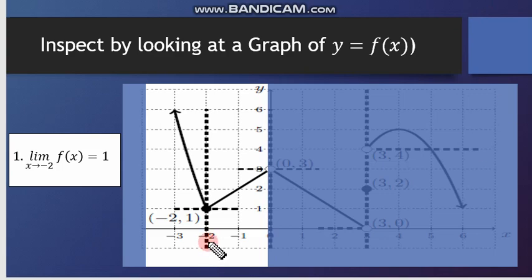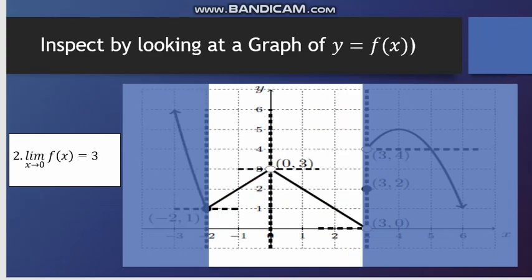So here is the graph. So x is at -2. We will divide our graph into left side and right side. As we trace, we can see that we are approaching y is equal to 1. The same from the right side. As we trace the graph, we see that as we approach x is equal to -2, y is equal to 1. Therefore, the limit of f of x as x approaches -2 is equal to 1.